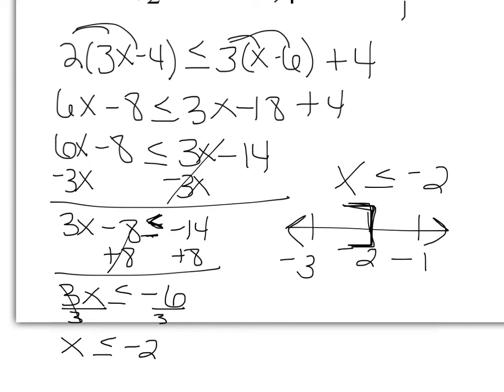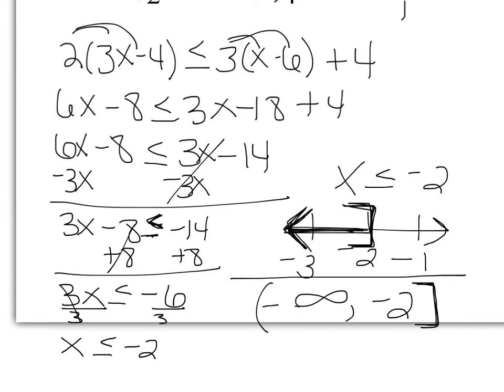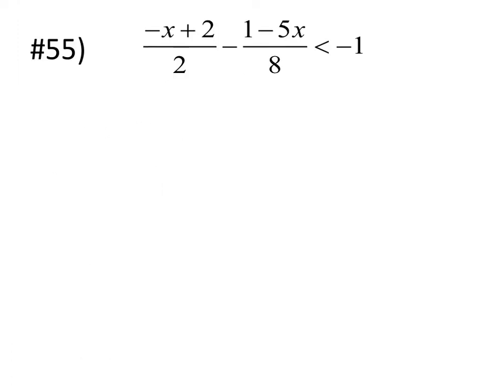Because it is less than or equal to, it's a bracket. Because the variable's first, you shade the direction the arrow is pointing, and you have negative infinity to negative 2. It is a bracket on the graph, so it's a bracket in your interval notation, and negative infinity is always a parenthesis.